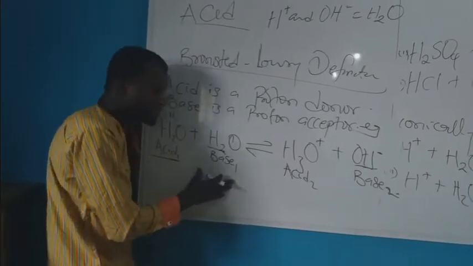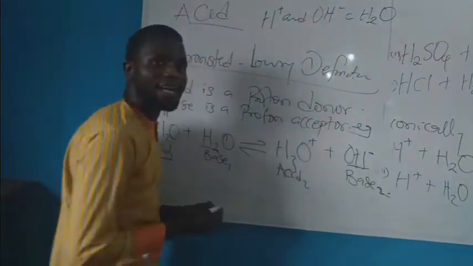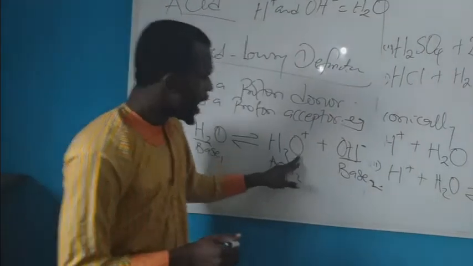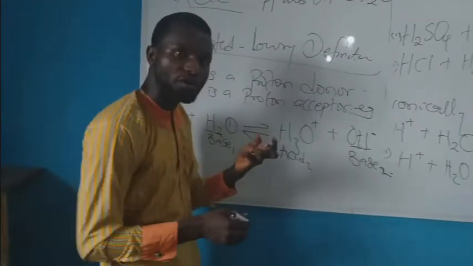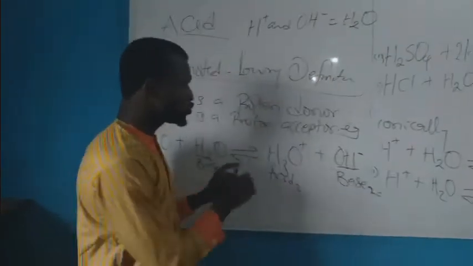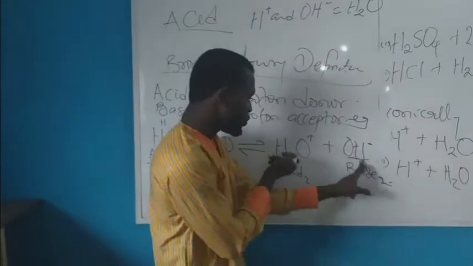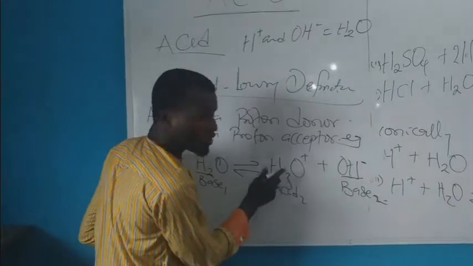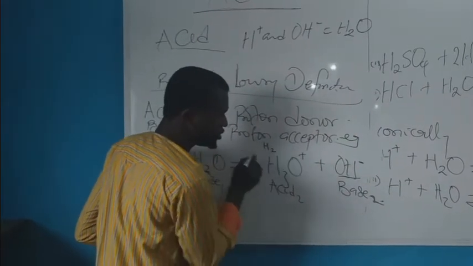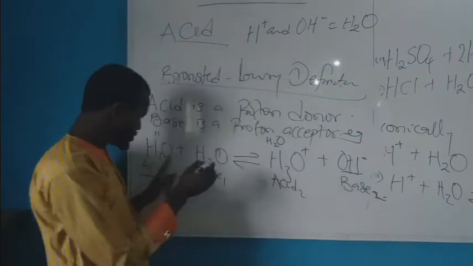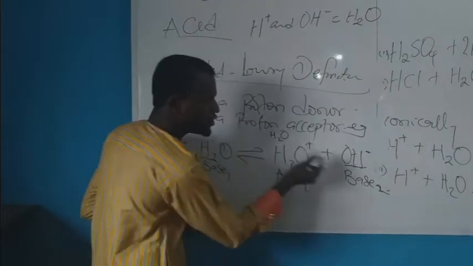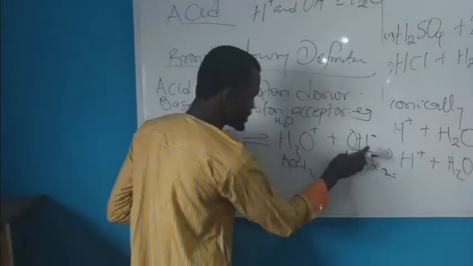Why does this water here behave or function as what? A base. On the right hand side of the equation, hydronium ion here has 3 hydrogen ions. Of course, it would relinquish one hydrogen ion to hydroxide ion. When it relinquishes one hydrogen ion, you are left with what? 2 hydrogen with oxygen, giving H2O. This is it. And the hydrogen ion interacts with this one to give you this water.